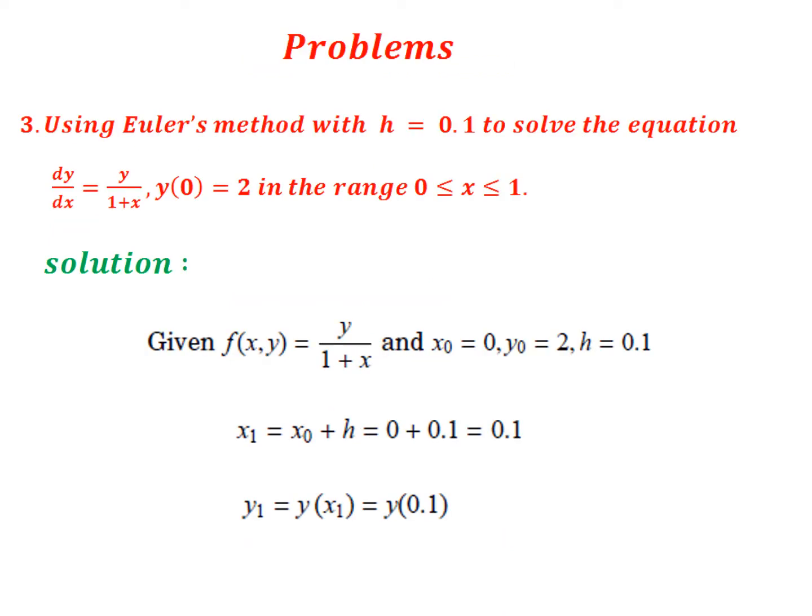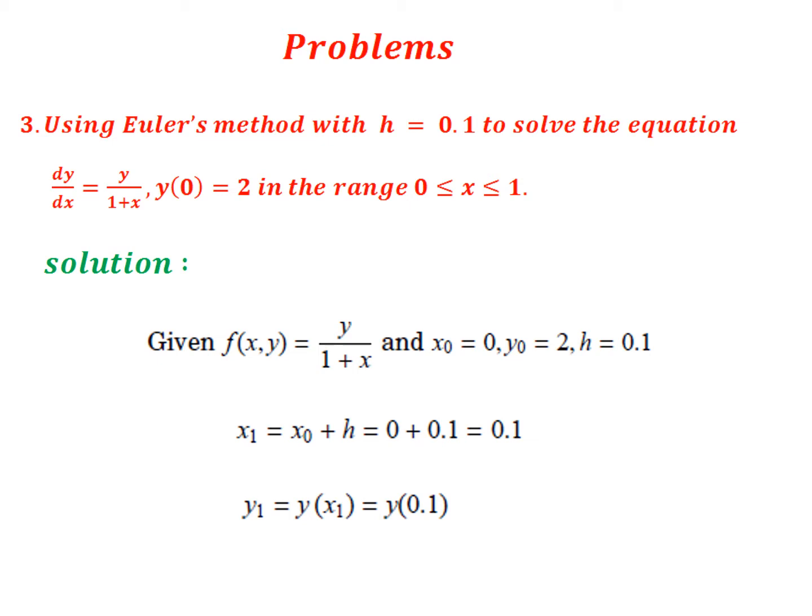The problem is: using Euler's method with h equal to 0.1, solve the equation dy by dx is equal to y by 1 plus x, with the initial condition y of 0 equal to 2, in the range 0 less than or equal to x less than or equal to 1. Here the interval length h is equal to 0.1 and y dash is equal to this function. Y of 0 equal to 2 means what? Y of x naught is equal to y naught is the general form.